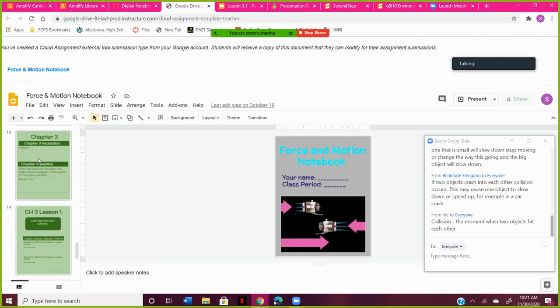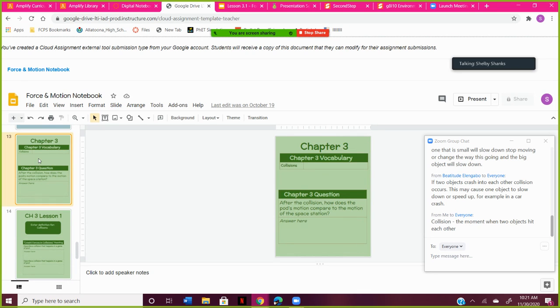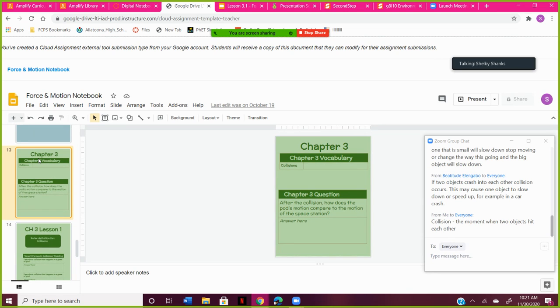All right, so this is the only vocab word for chapter 3. We are going over collisions and crashes for chapter 3. So that is why that is the only vocab word. So it is on page 13 if you are still trying to look for where the vocab word is.